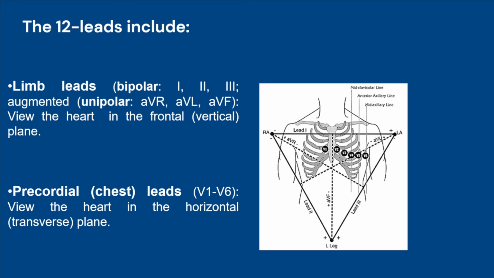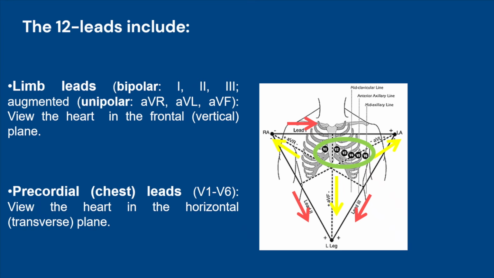Now, let us divide the ECG leads into two major groups. First, limb leads, leads 1, 2, 3, and the augmented leads, AVR, AVL, and AVF. These leads look at the heart in the frontal or vertical plane. Second, the pericardial or chest leads, V1 to V6. These look at the heart in the horizontal or transverse plane.